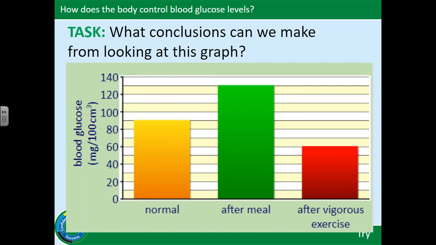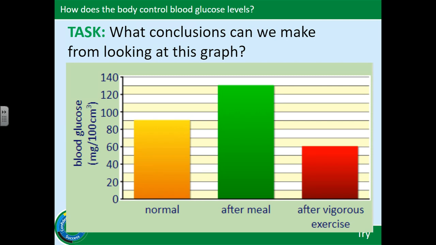Okay, so we've got a graph here which shows the amount of blood glucose in a person's blood normally, which is the yellow one, after a meal and then after some vigorous exercise. I just want you to have a look at this graph, and I want you to try and make as many conclusions as you can about the blood glucose levels and how it changes at different parts of the day. So pause the video here, take about 5 minutes, jot down as many things as you can, then come back and we'll analyze it together.